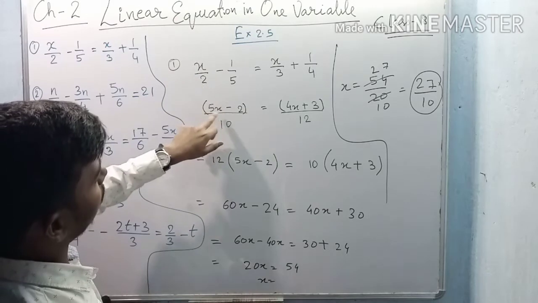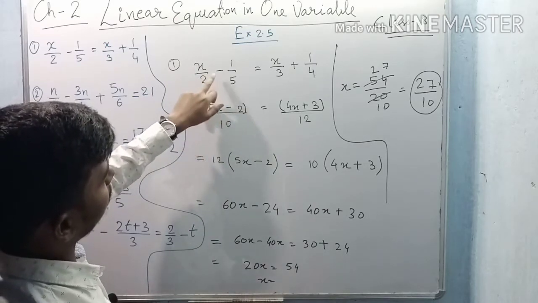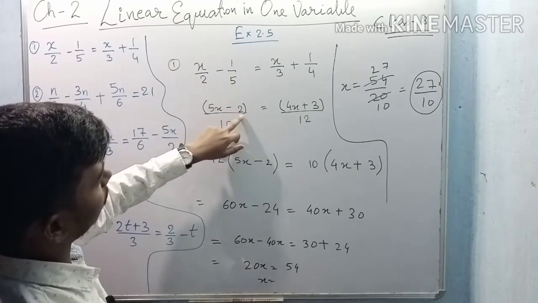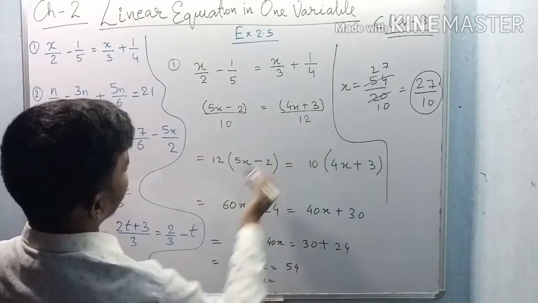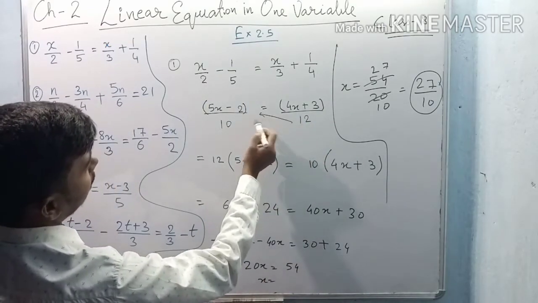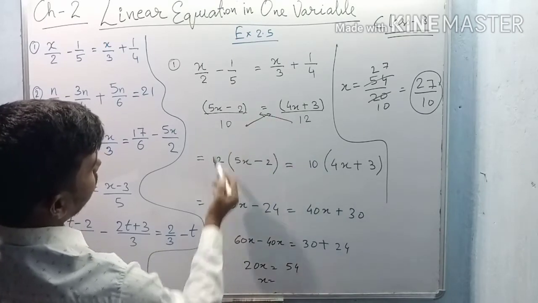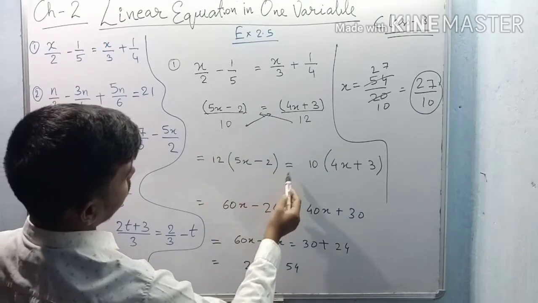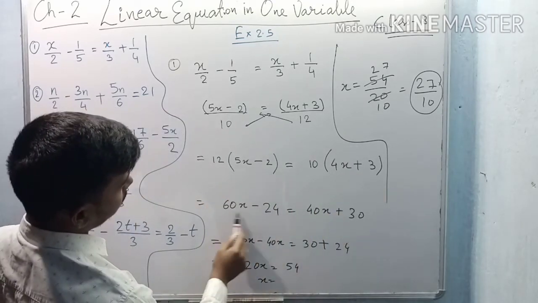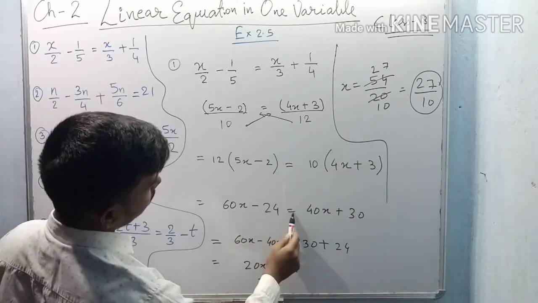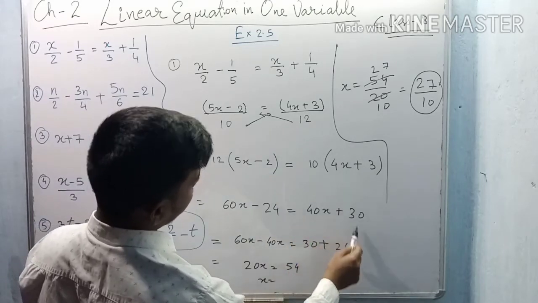So x into 2, so 2 into 5, so 5 into x, that is 5x minus 2 equals 4x plus 3 by 12. 12 will go this side and 10 will go this side. So 12 times (5x minus 2) equals 10 times (4x plus 3). So 12 into 5 equals 60x. 12 into 2 is 24, equals 10 fours are 40x plus 30.